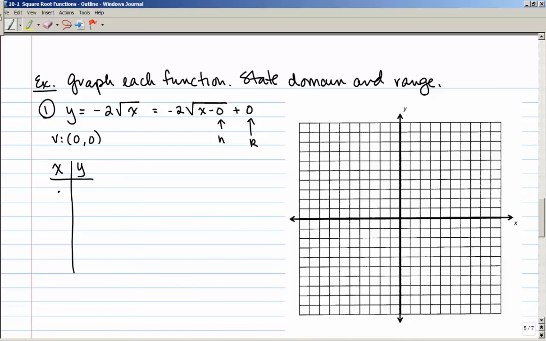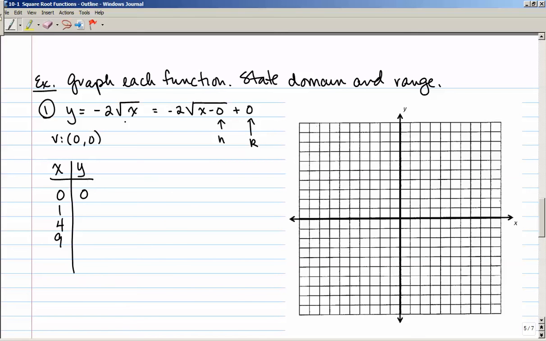And I'm going to start with the point 0, 0. And as we did with the parent graph, I want to choose values of x that are going to make the stuff underneath the radical something that I can actually take the square root of. And notice, since there's nothing added or subtracted to the x underneath the radical, I can just go with the same numbers I used in the parent graph. So I'm going to use 1 for x, 4, and 9, because those are all numbers that I can take the square root of.